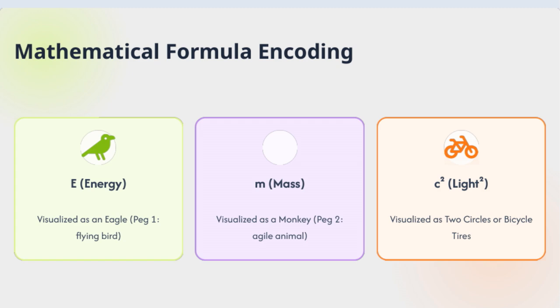It's the power that drives motion and change. Now, these visuals aren't just random. They help us understand how these concepts are interconnected. The formula, E equals mc2, encodes this relationship mathematically, showing that energy and mass are interchangeable, connected through the square of light.